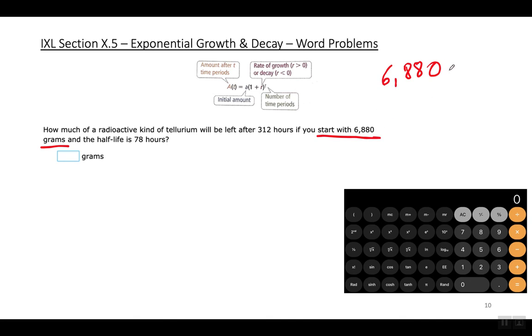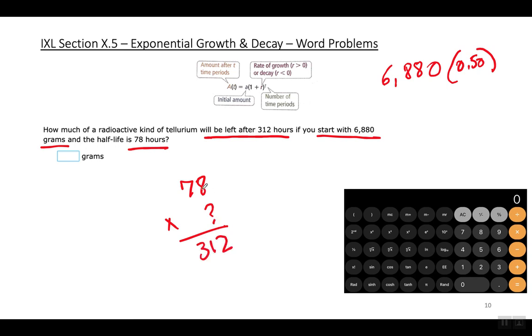That's my initial amount. When we're talking about the half-life, it's going to be 0.50 in here. I already explained why. All right, now the time period. They want to know how much will be left after 312 hours if the half-life is 78 hours. So 78 times what number gives you 312? Just think 8 times what will give you a number that ends in 2. Well, I know 8 times 4 is 32, so it's probably that one.